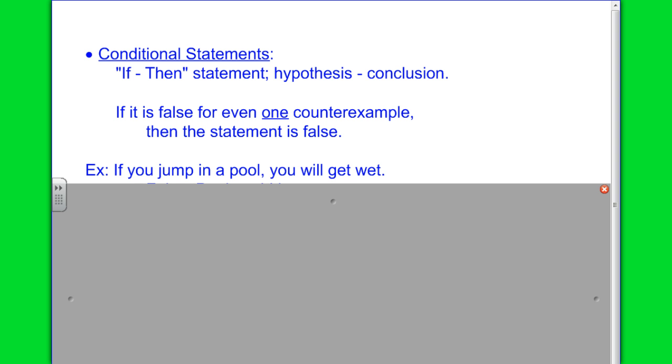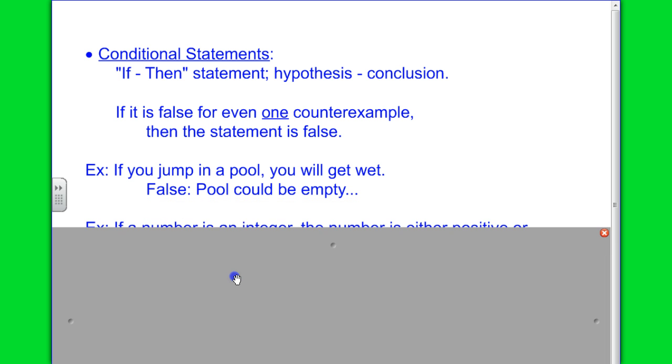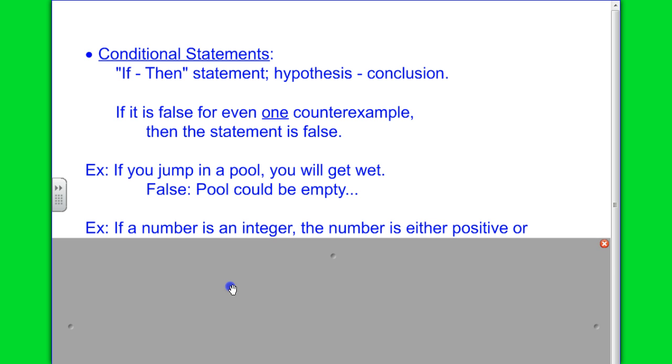Were you going to give us a counterexample? Okay. The pool could be empty. And so it's empty, so are you really getting wet? No, so it's not true that every time you jump in a pool you get wet. Right? It could be drained. Also, what else? Another counterexample. You could wear a dry suit, you could be in a hamster ball, the water could be frozen. There are a lot of counterexamples.